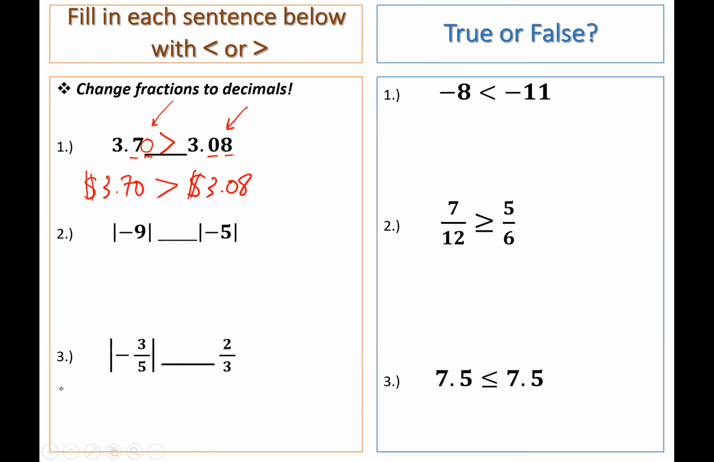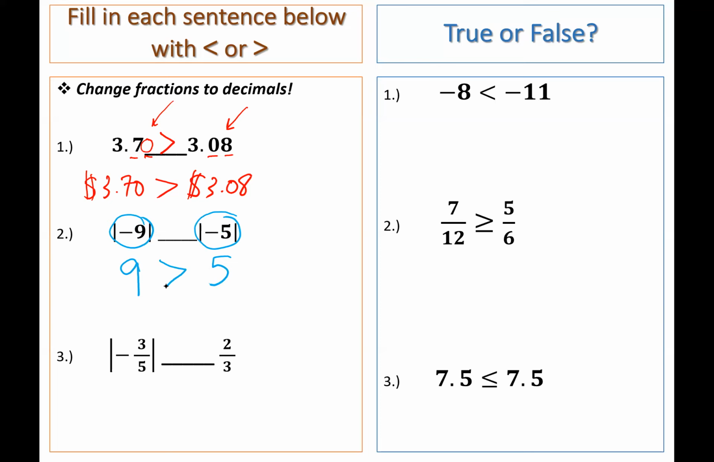All right, let's look at number 2. This is an absolute value question. The absolute value of -9 compared with the absolute value of -5. Well, let's simplify the absolute values first. So the absolute value of -9, that's just 9, right? Because the distance from -9 to 0 is just 9. The absolute value of -5 is 5. So that suddenly makes this problem easier, hopefully. 9 compared to 5, we would say 9 is greater than 5. Okay, that's all I have to say about that one.